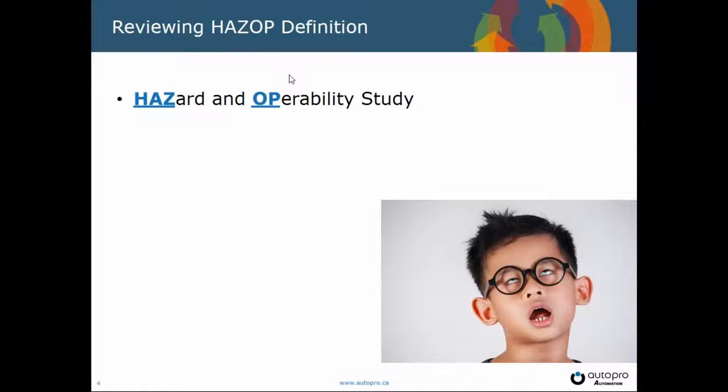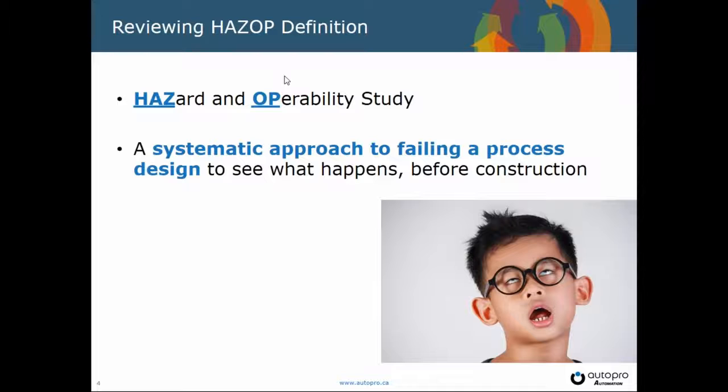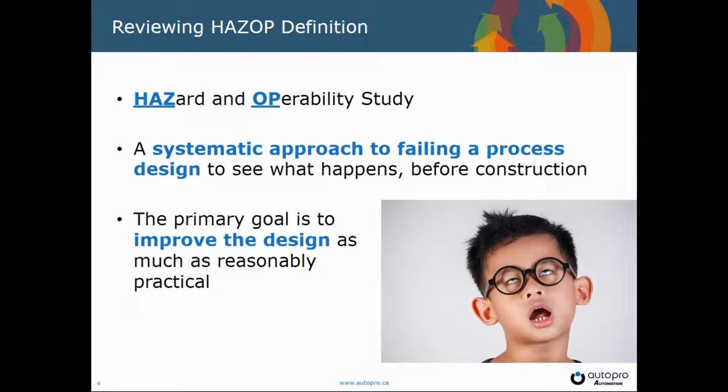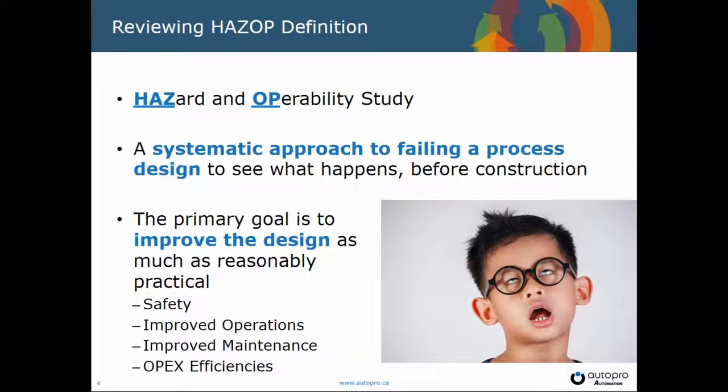So a HAZOP is essentially just a hazard and operability study. We identify process and operational hazards through a systematic approach, and we fail the design at different aspects. So we'll find causes and see what happens. And the idea is to figure that out before construction. The primary goal is to improve the design and operational efficiency as much as possible.